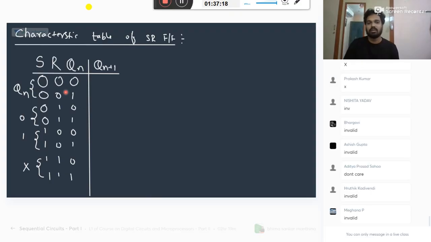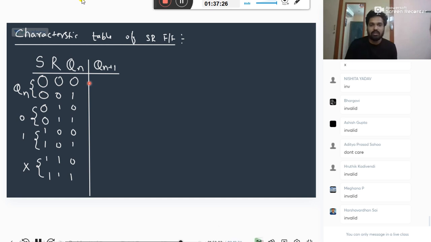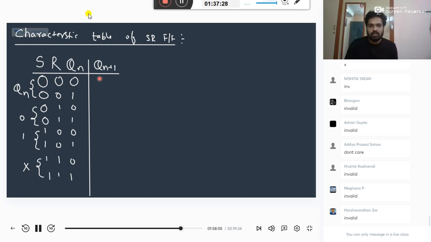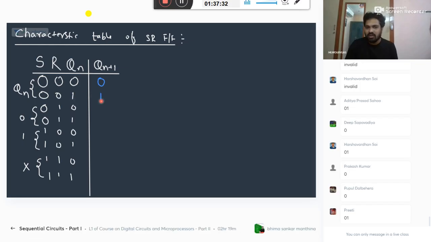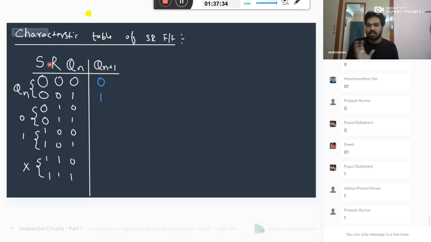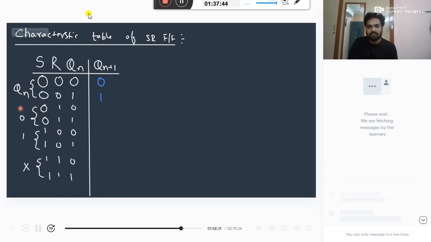Okay, see here. During these two lines, your output is the same as the previous value. What is the previous value here? Next also 0. Previous value here, next line so 0. What is the meaning of this table? Please understand the meaning of this table. My S and R are my inputs. This is already existing. Then what is the output I will get? Is it clear? The answer?